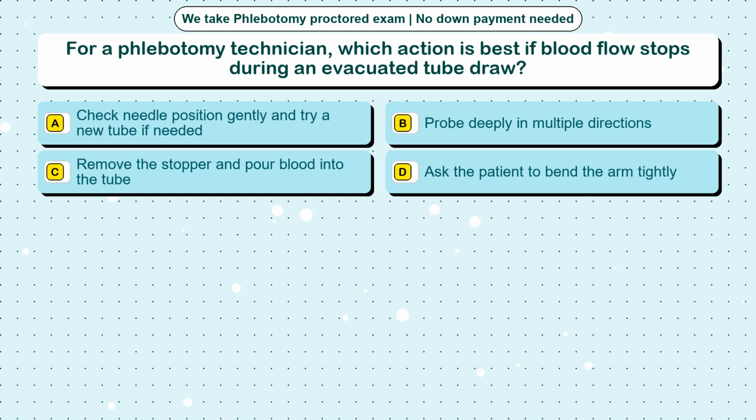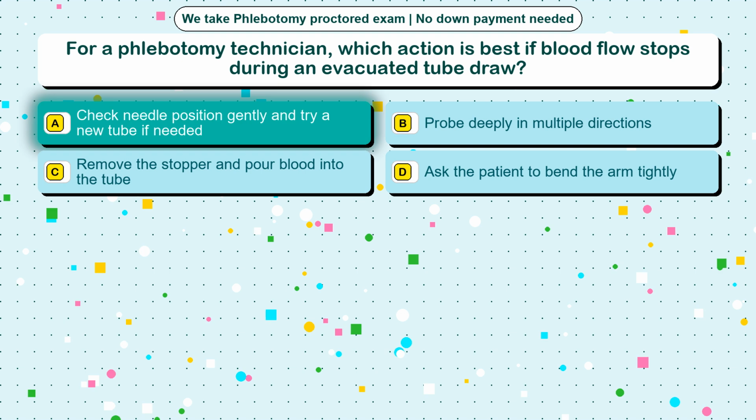Question 29. For a phlebotomy technician, which action is best if blood flow stops during an evacuated tube draw? Option A, check needle position gently and try a new tube if needed. Option B, probe deeply in multiple directions. Option C, remove the stopper and pour blood into the tube. Option D, ask the patient to bend the arm tightly. The correct answer is option A, check needle position gently and try a new tube if needed.